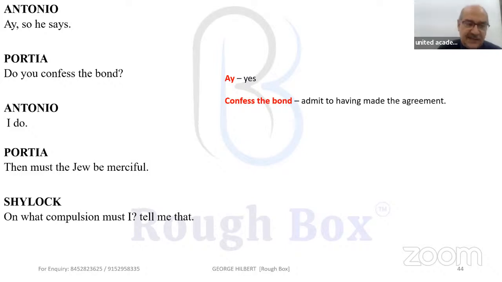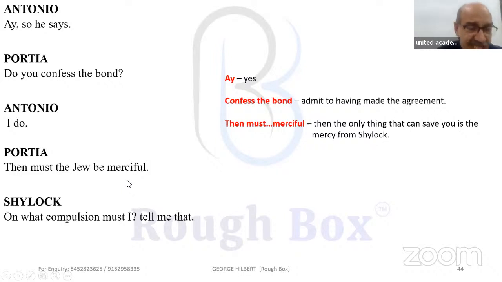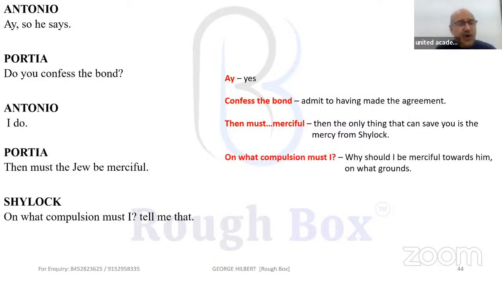And Portia, in all fairness, says, then must the Jew be merciful. Then the only thing that can save you, Antonio, is Shylock himself. He'll have to be merciful towards you. Nothing else can save you from him. But Shylock is so steeped in revenge. He at once shoots out a question, says, on what compulsion? Why? On what grounds should I be merciful to him?